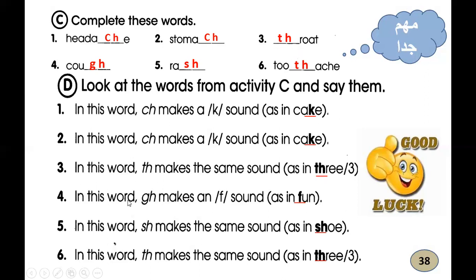4. In this word, cough, GH makes an f sound as in fun. In this word cough, GH gives me the sound f, as in fun. So the GH we pronounce f. Cuff, not cough, cuff. GH gives me the sound F as in fun.